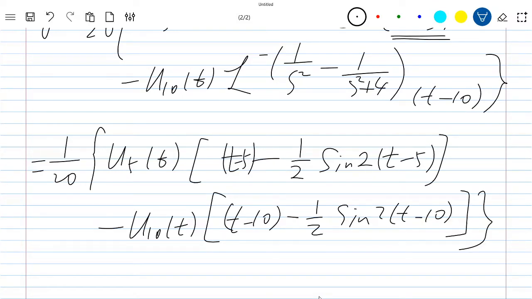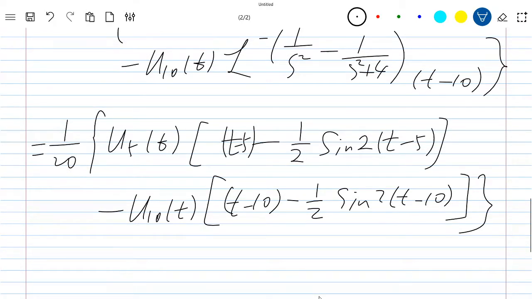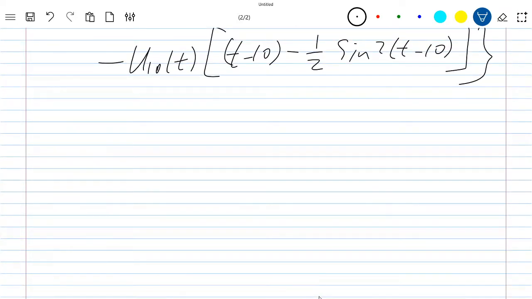Okay, so that's your result. There's not much to simplify because you have sine of 2 times t minus 5, not t times t minus pi. So that's it. That's what you will have. Okay, now let's see another example.